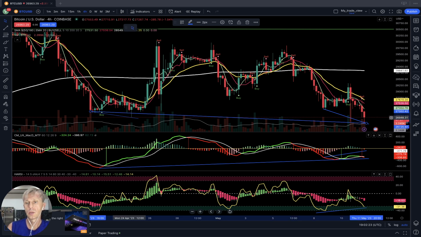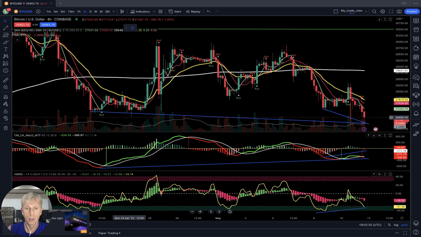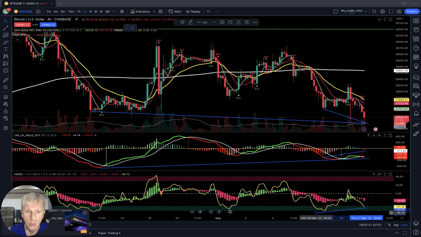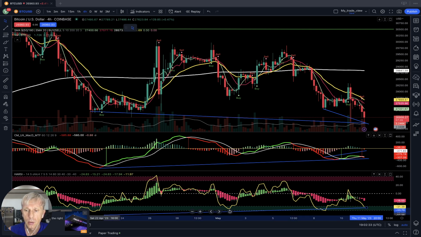Let me remove this one. Yeah, huge bearish divergences. Let me see on the RSI. Even on RSI, look at it. From this point, bearish divergences. Bearish divergences, wow, huge, multiple.